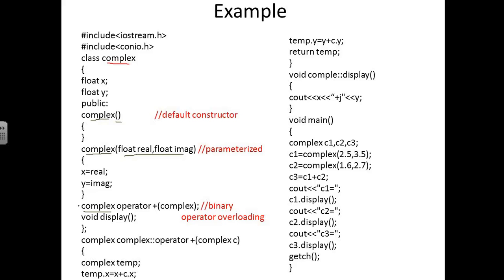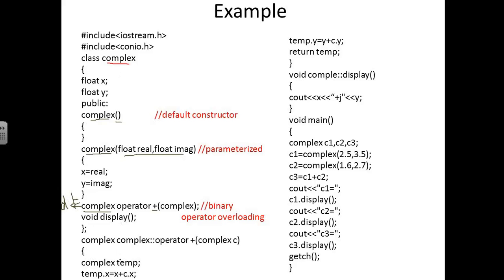So don't get confused. In this place, this complex represents the data type. Then the operator keyword, and the operator is plus, since I'm going to add the complex numbers. Within the brackets I have to pass one argument, so the argument is complex. The class name I'm passing here. So here I have declared the binary operator member function, and then another member function called display. This is my class declaration part.